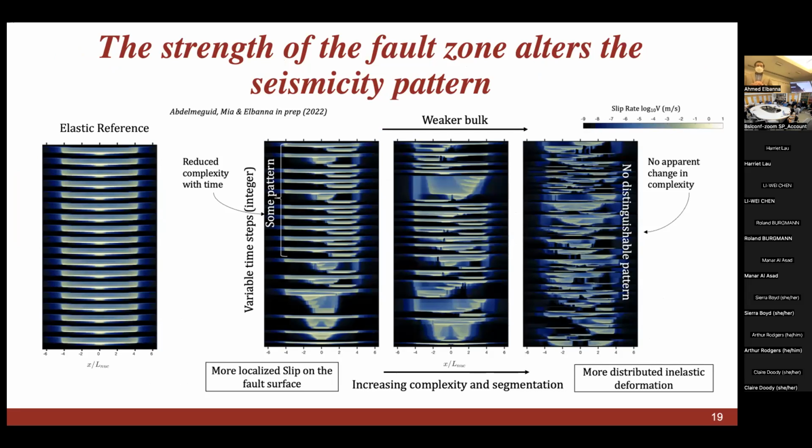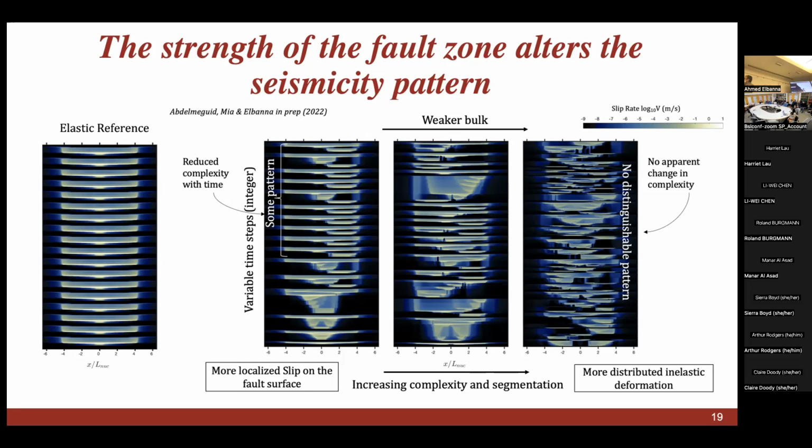The other thing that we realized from this is that the strength of the fault zone actually altered the seismicity pattern. So if we ran, say, an elastic simulation with the same frictional properties and the same fault properties, we get the elastic reference here, which is kind of periodic, with fault spanning events.